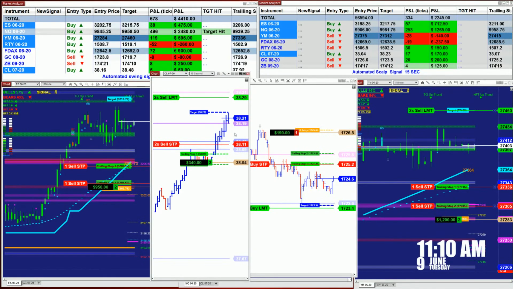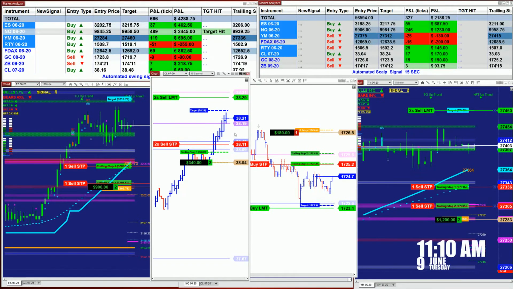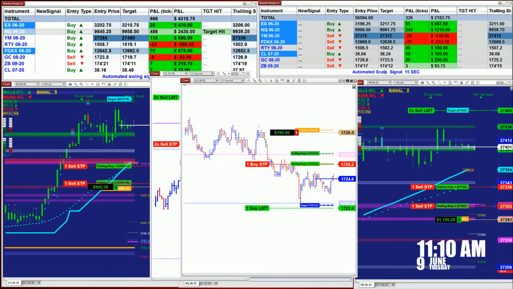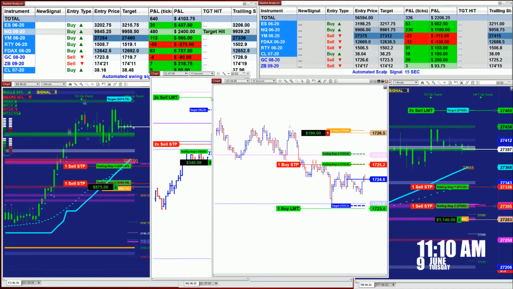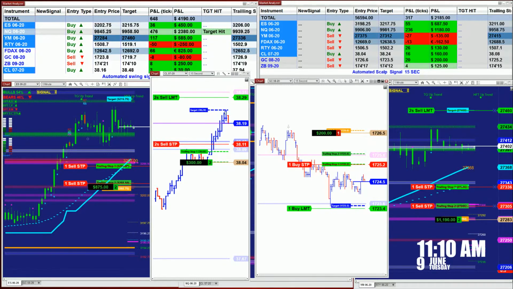But if you want to get greedy, yes, you can get greedy. You're allowed to get greedy. That's why we love to be in the market, to get greedy once in a while. And as we see here, the auto trade delivered to the target.